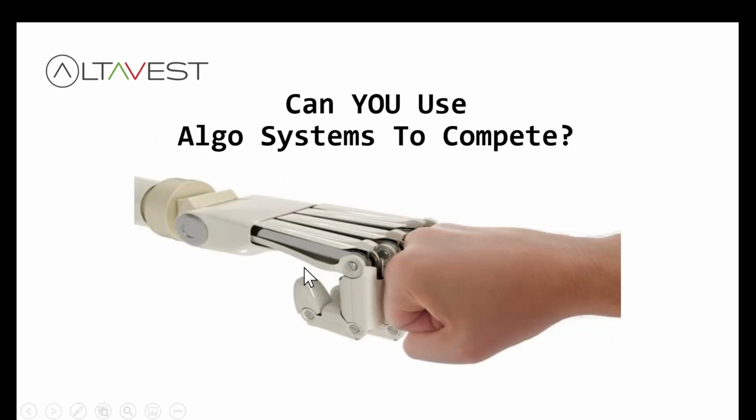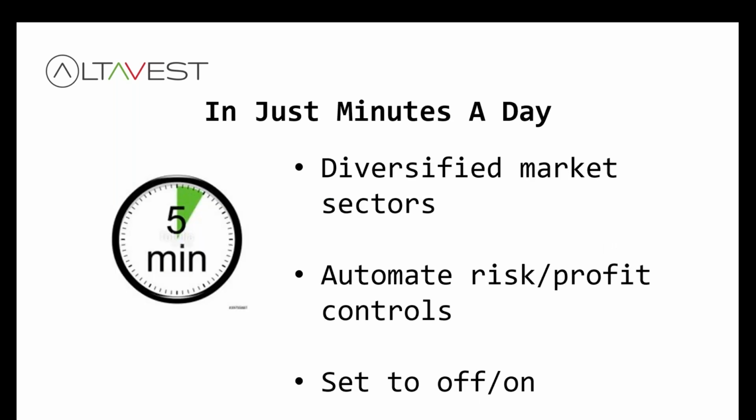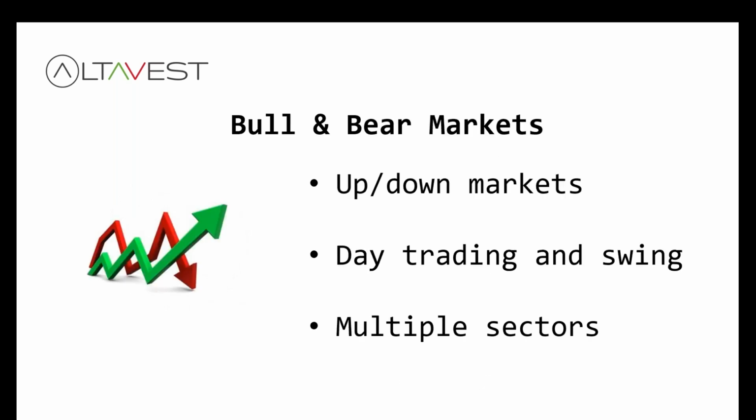So we're going to look at how we can use algo systems to compete. We have a solution for you here. It's user-friendly, automated systems. You can then filter. I'll show you how to do that for any system that meets your criteria. You can diversify in various markets. Risk and profit controls are all built in. And of course, you can set the machines to take those systems, and you can turn a system on or activate it, and then you can decide when to deactivate it. So we'll show you how to do all that.